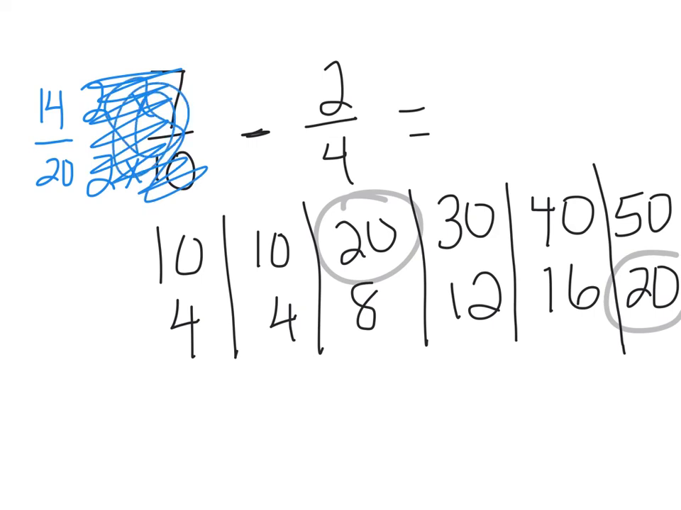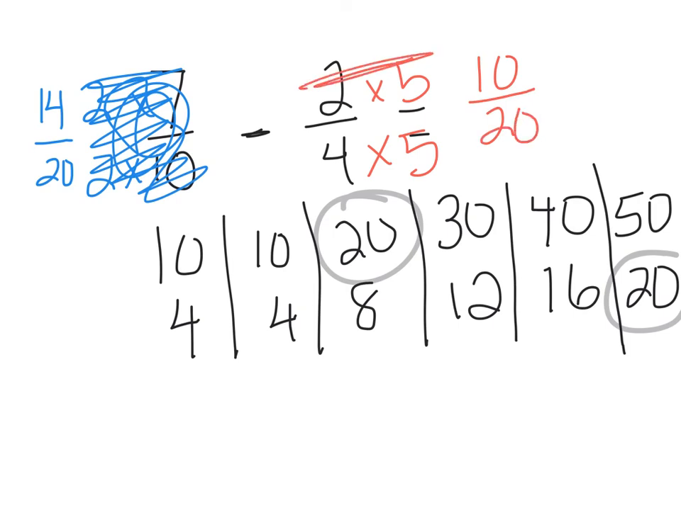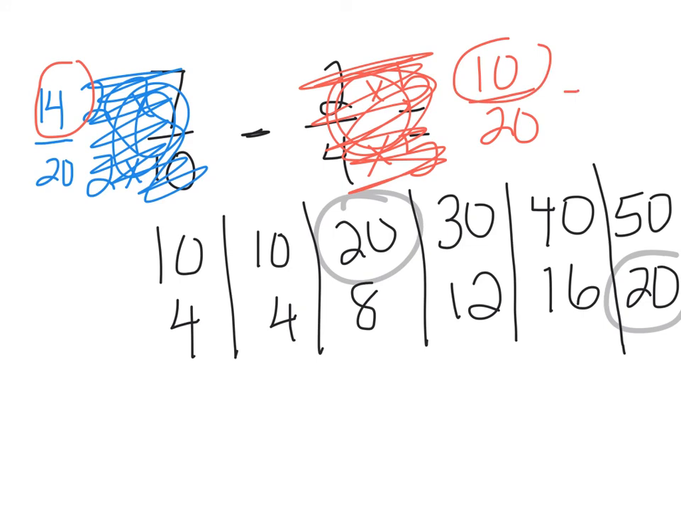Over here, on this other fraction, I need to get 20, so I'm going to take 4 times 5. I'm going to do the same thing on top. All done with this part. I don't even need to look at it anymore. So now I have to subtract my numerators. I got 14 here, take away 10. And 20 stays the same.